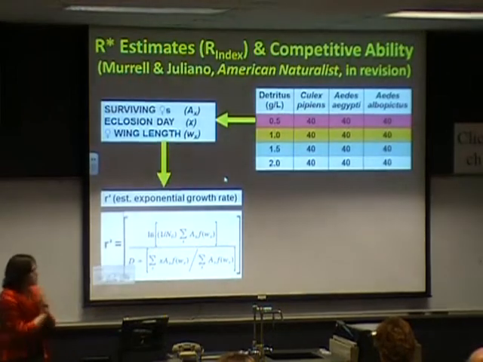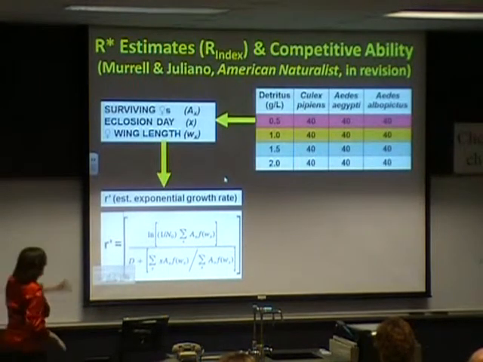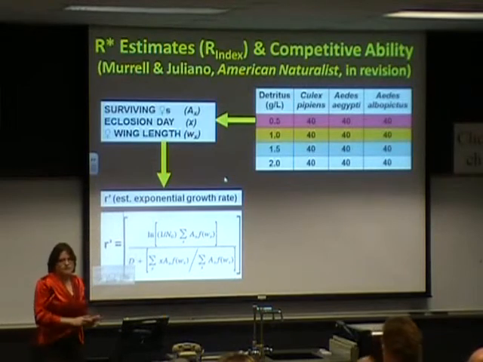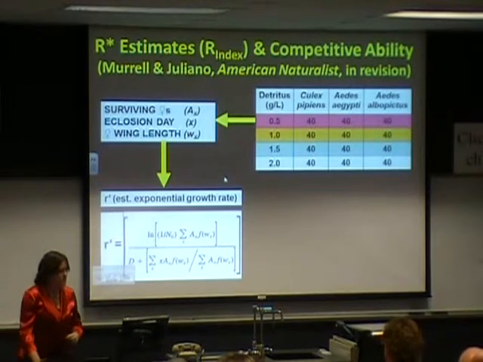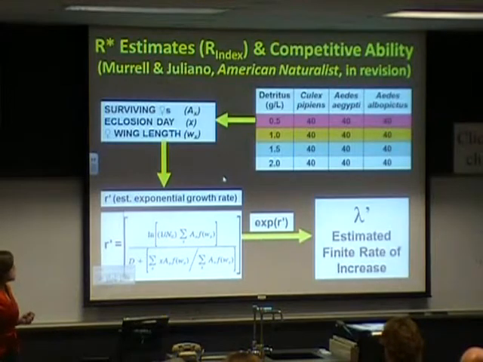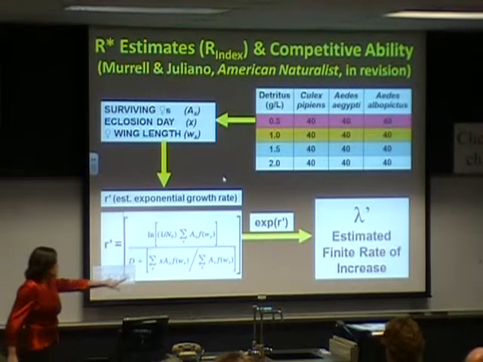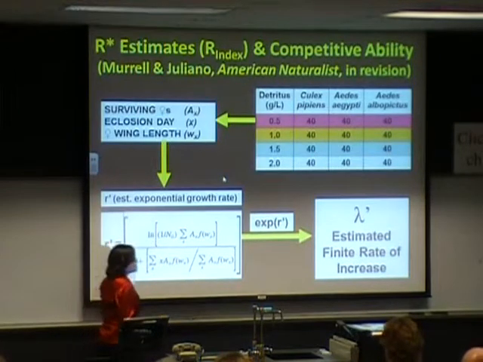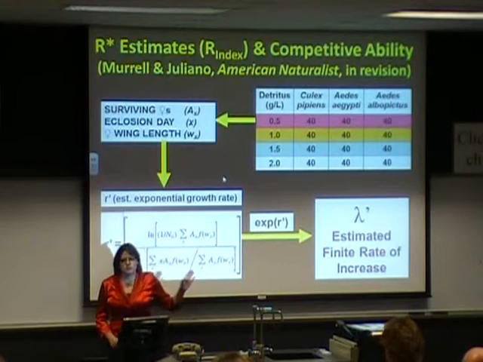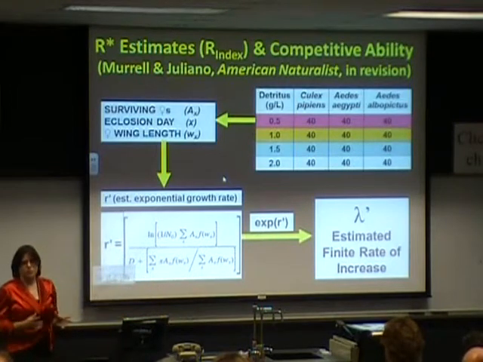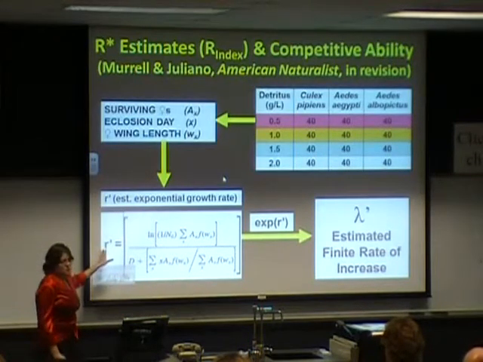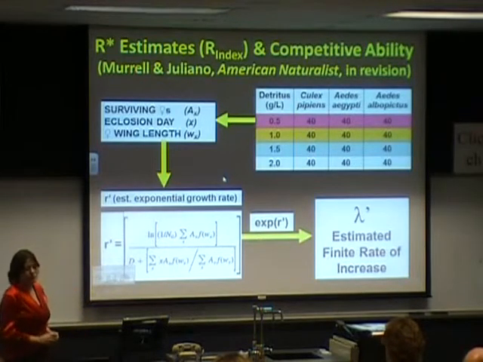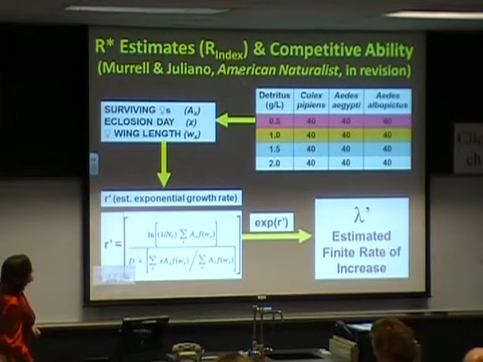And I plugged that into a handy equation that Livdahl and Sugihara came up with in order to estimate R prime for each of the containers for each of those species. I then took the exponential of R prime in order to get a value called lambda prime, which is the estimated finite rate of increase. The reason I did that is because with lambda prime, you actually use containers where there were no surviving females, whereas if you're working with R prime, you have to throw those containers out. So this way I was able to incorporate more of my data using lambda prime.